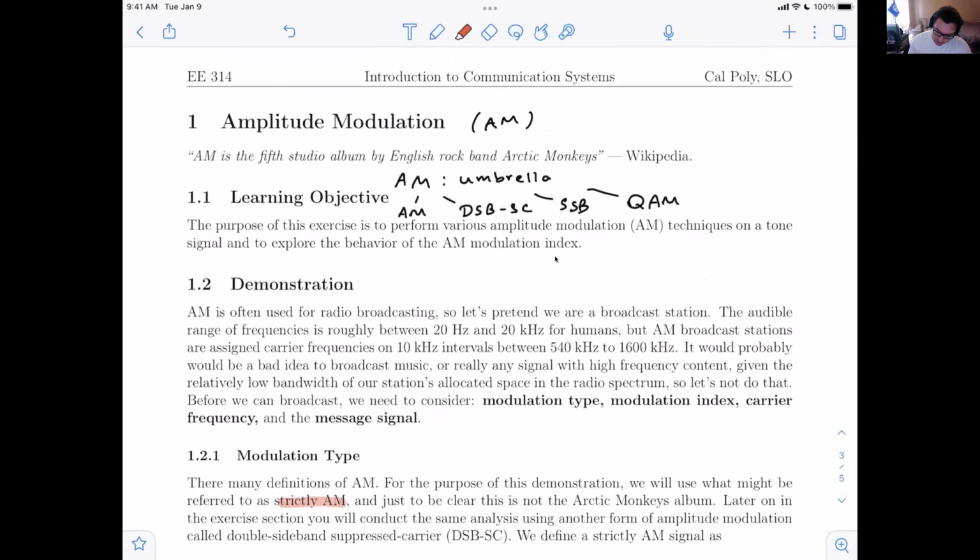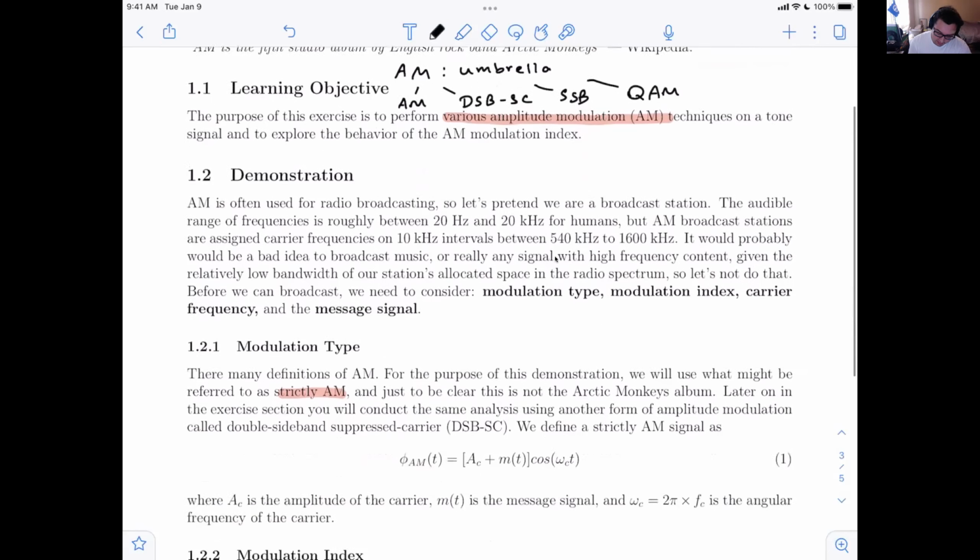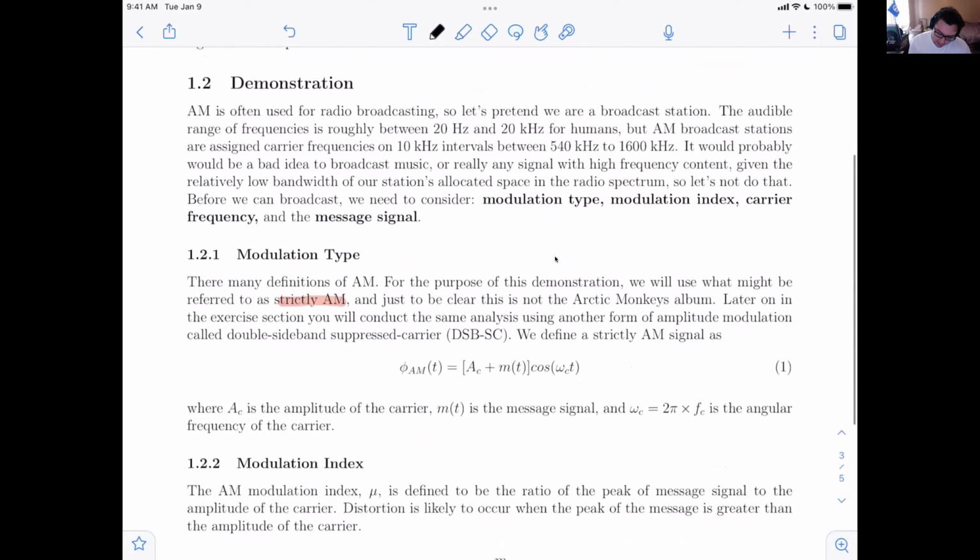But the purpose of this exercise is to perform various amplitude modulation techniques. So we're going to have you look at another technique later on, but let's look at the demonstration first. So AM is often used for radio broadcasting. So we're going to pretend to be a broadcast station.